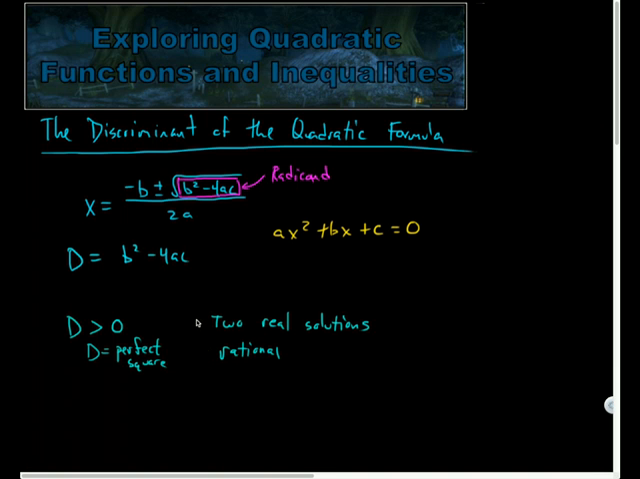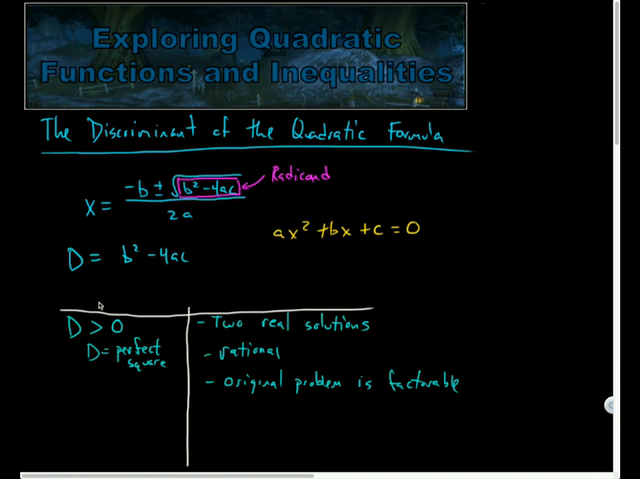And then a third fact that it tells us is that the original problem is factorable. All right, so I guess I'll kind of turn this into a bit of a chart here. So the value of d, and then the facts that it tells us. All right.